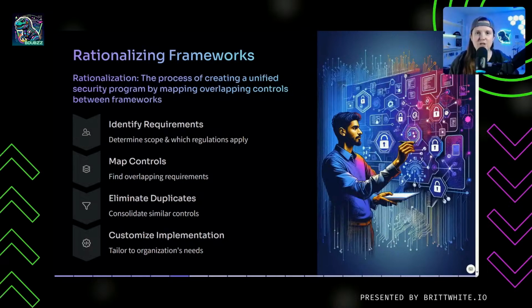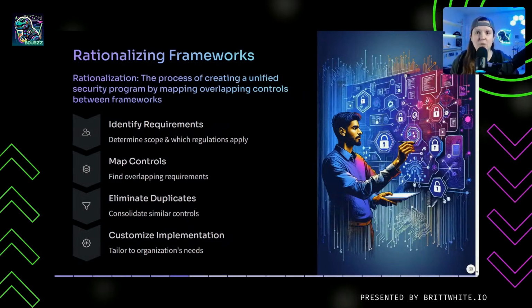So when we are rationalizing frameworks, first we need to identify which specific regulations and requirements the organization needs to follow. This helps narrow down which frameworks you'll be working with. Next, we map the controls across the different frameworks to find any areas of overlap, kind of like matching socks out of the dryer. This allows us to identify duplicate or redundant requirements.